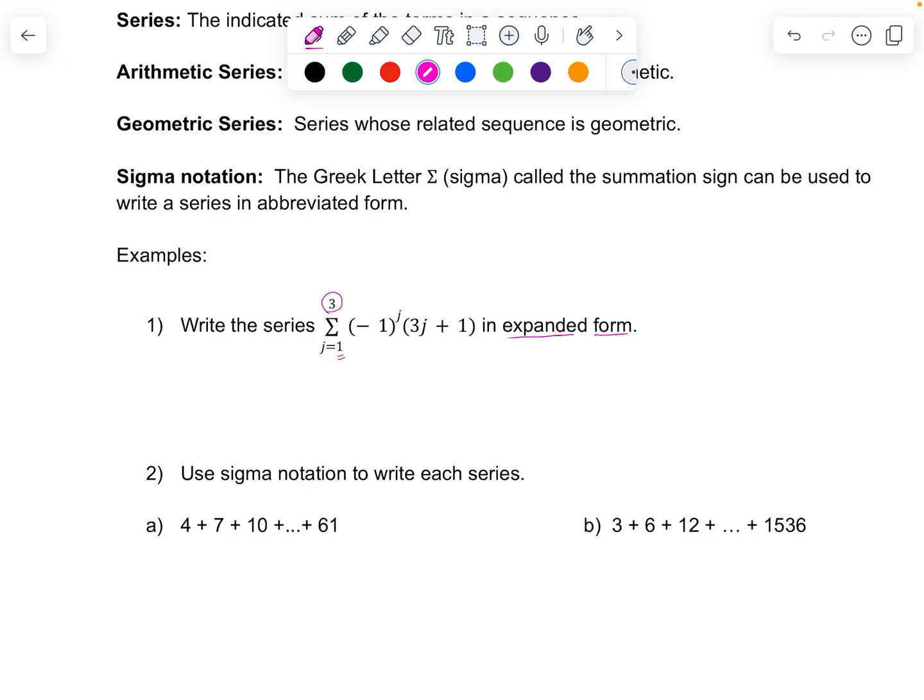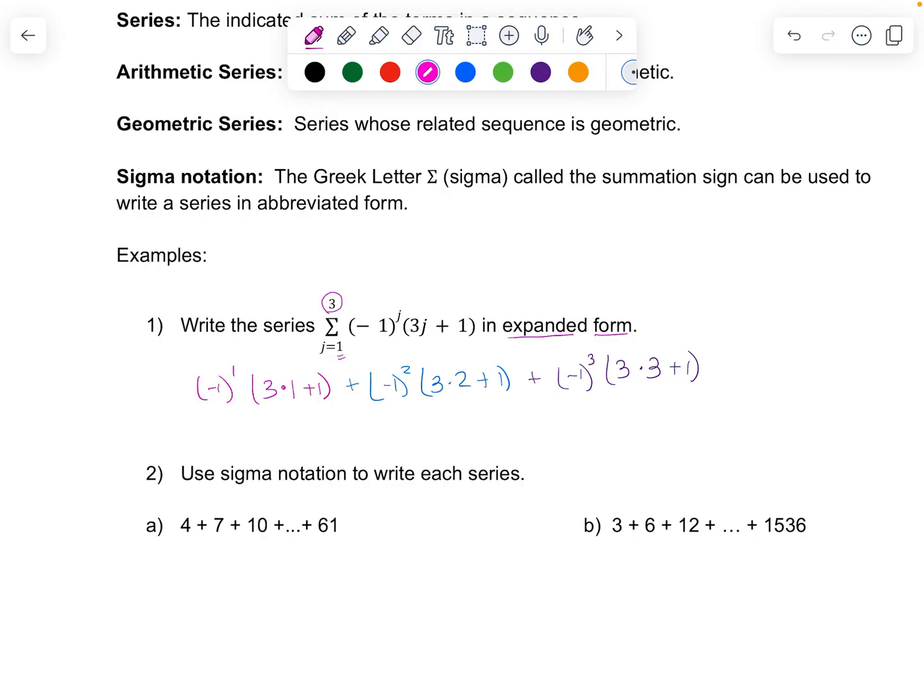So what I'm going to do here is start with j equals 1. So I'm going to do negative 1 to the first times 3 times 1 plus 1. Then I'm going to do my second one. So I'm going to do negative 1 to the second, and then 3 times 2 plus 1. And then I will do the third term. So I'm going to do negative 1 to the third times 3 times 3 plus 1. Now I'm going to simplify those terms, but again, I'm not going to actually add them together.